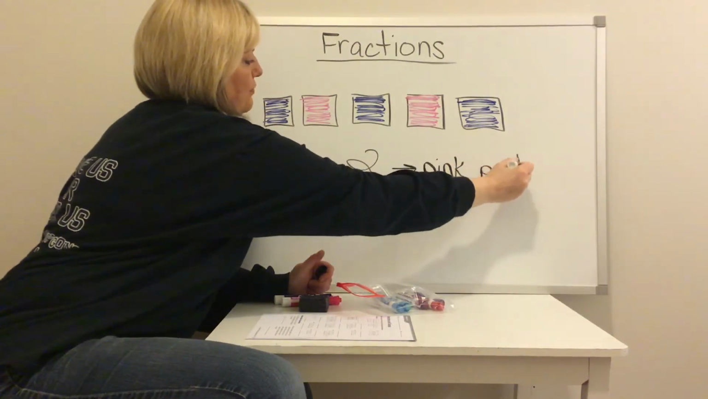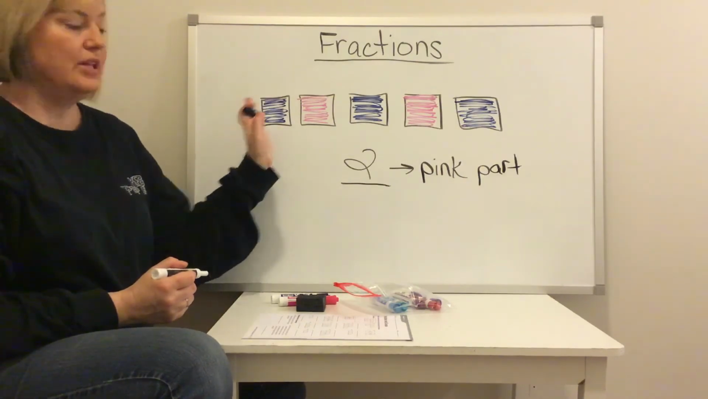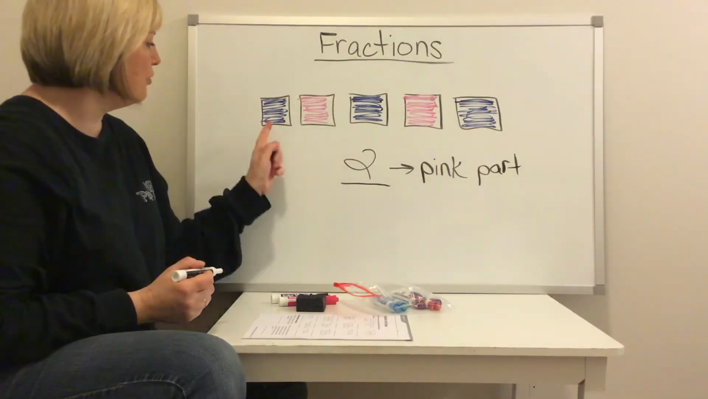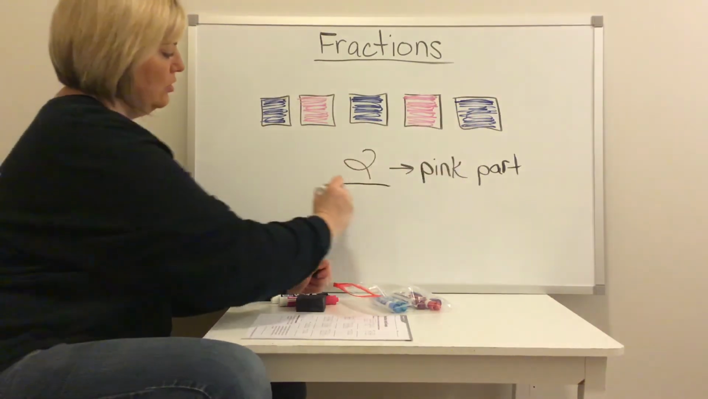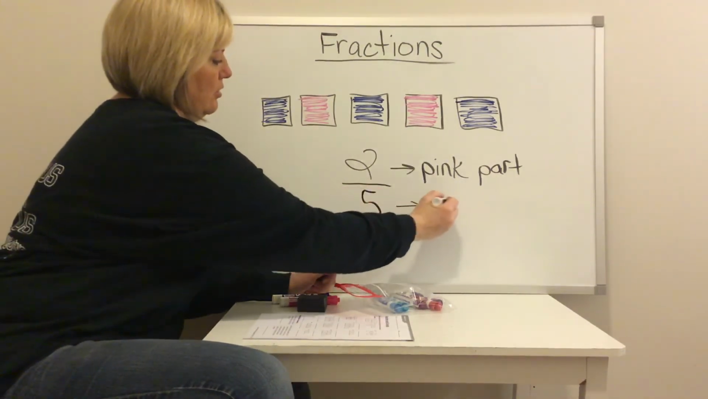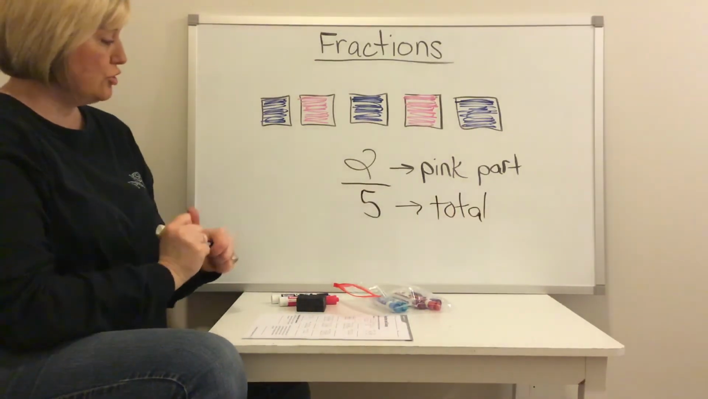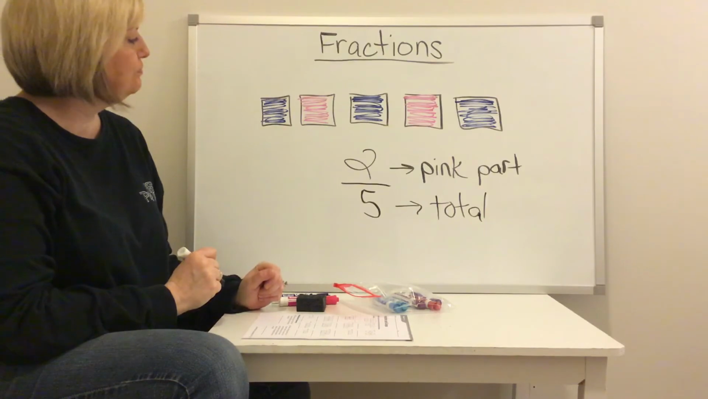Pink part. And then my denominator is simply how many total there are in the group. So I count them all together. 1, 2, 3, 4, 5. So my denominator is 5. That's how many there were total. So I read this fraction as 2/5. Okay?